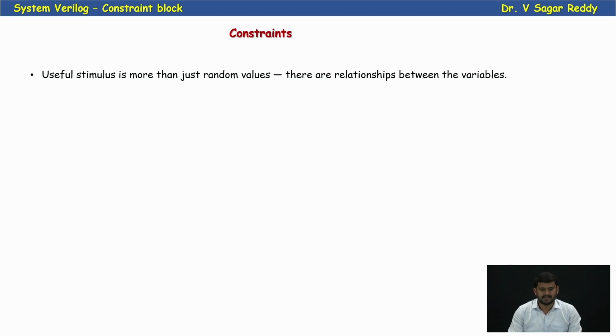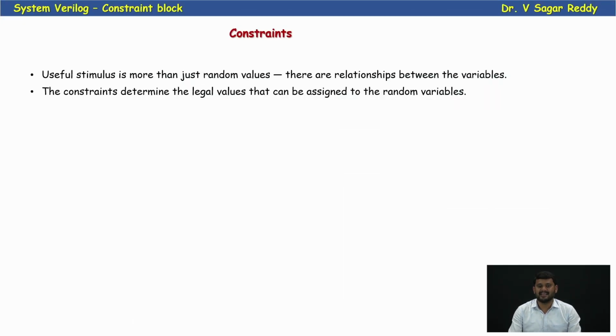Hi everyone, in this video we are going to discuss constraint block in SystemVerilog. Useful stimulus is more than just random values. As we know, in randomization we generate some random values, but the useful random value is very important. There should be some relation between the variables. So the constraint determines the legal values that can be assigned to the random values.